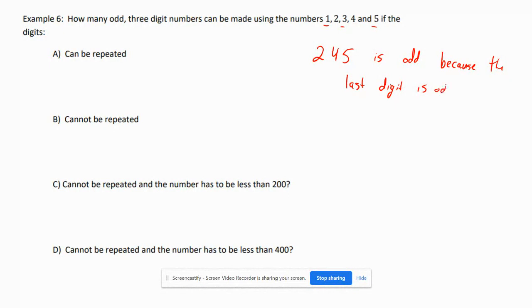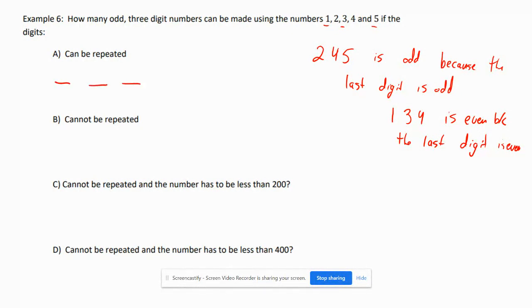So in other words, it doesn't matter what the first two digits are, as long as the last digit is odd. Like if I have 134, this is even because the last digit is even.